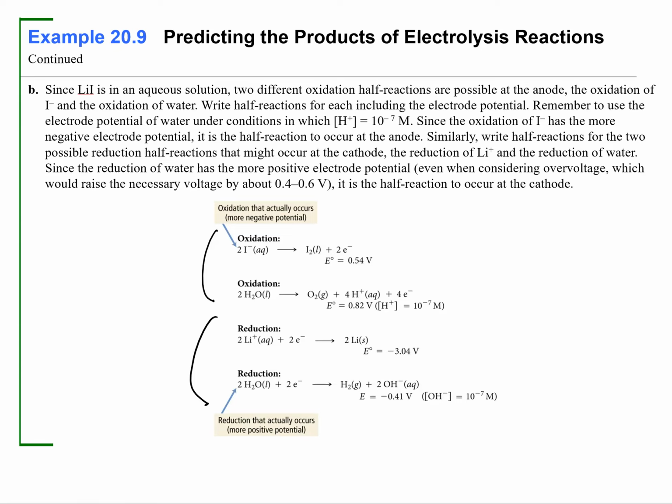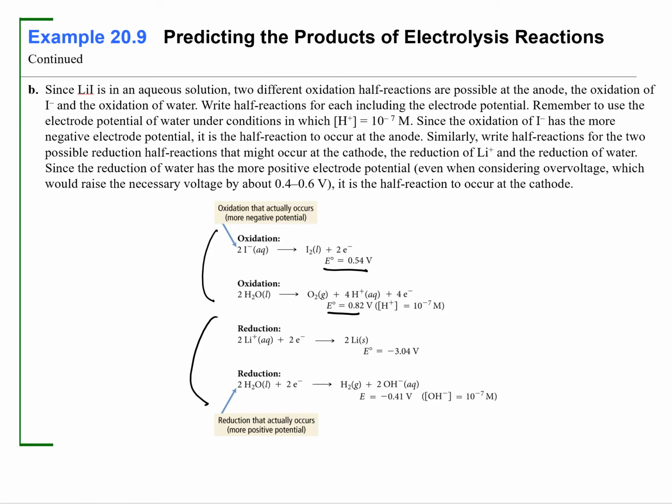We have for lithium iodide, possibility of iodide and water. Iodide has a potential of 0.54 volts, and water has potential of 0.82 volts when it's neutral. And because of this, the oxidation, remember, is going to favor what's lower on the chart. So it's going to favor the iodide.